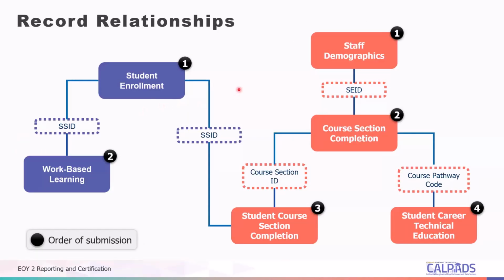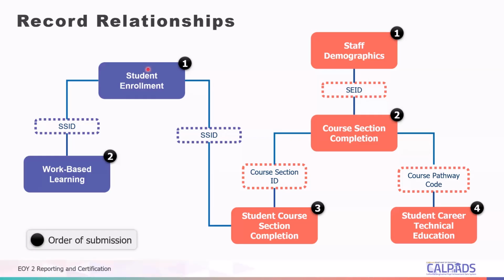Although CalPADS now allows submission of files all at once or out of sequence, we will still recommend LEAs follow the sequence laid out in this diagram. You will want to ensure that the SCNR and SDM records are up to date in CalPADS before submitting any of the other file types.